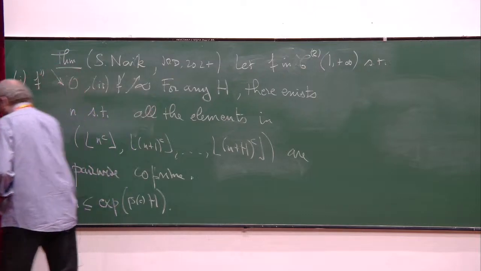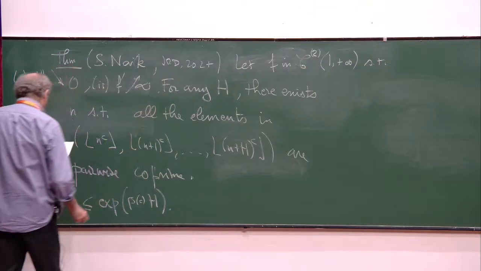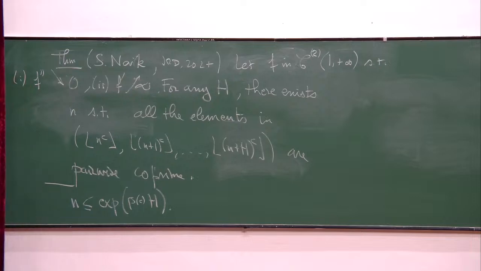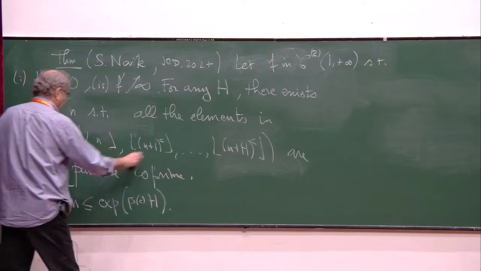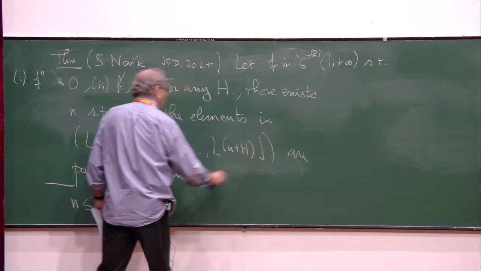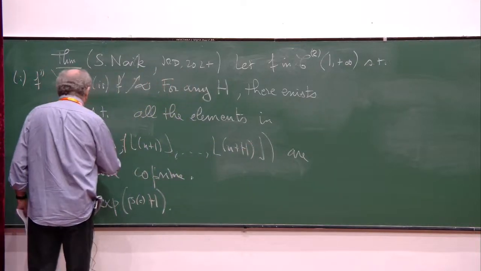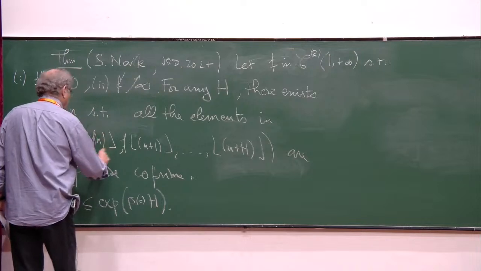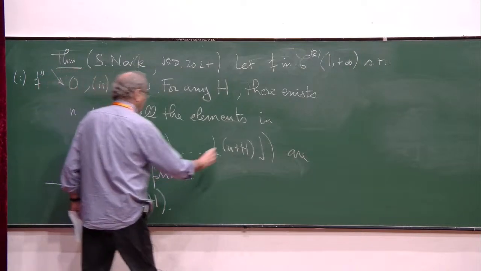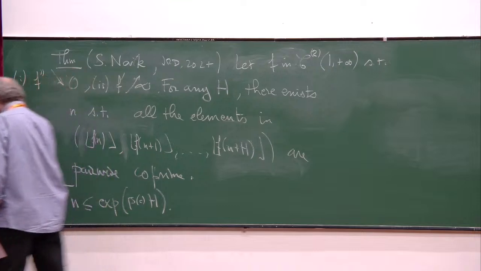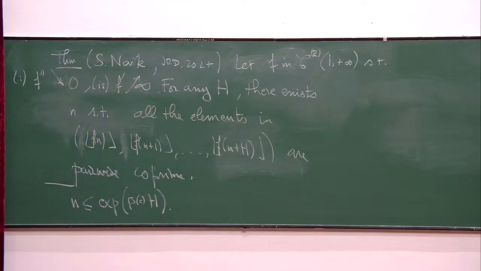Then you have the following: for any h, there exists n such that all the elements f of n plus 1, f of n plus 2, up to f of n plus h are pairwise co-prime. And this is all. So of course you don't have anything which is explicit. You cannot use the Erdős-Turan technology. You have to do things by hand.